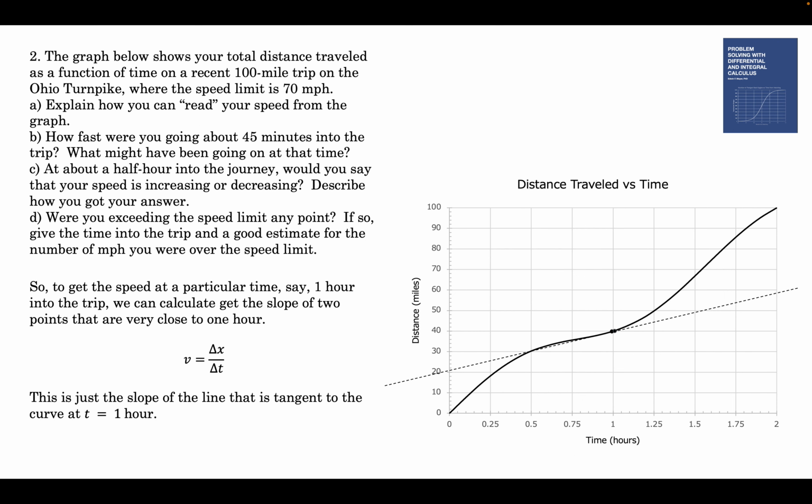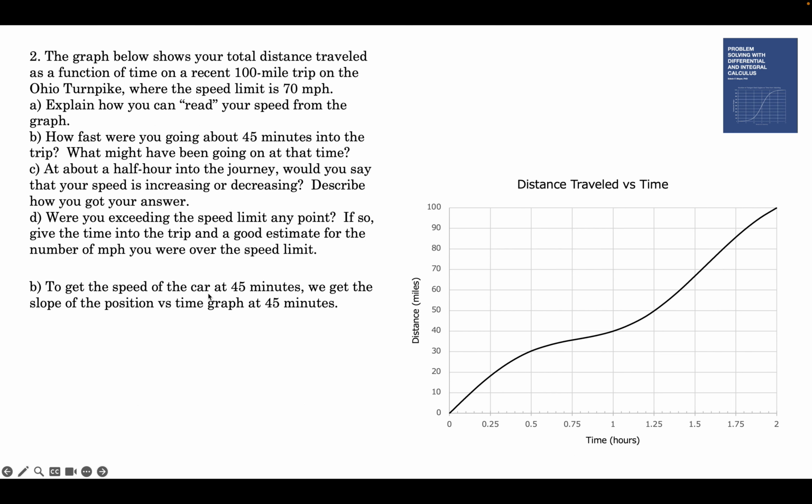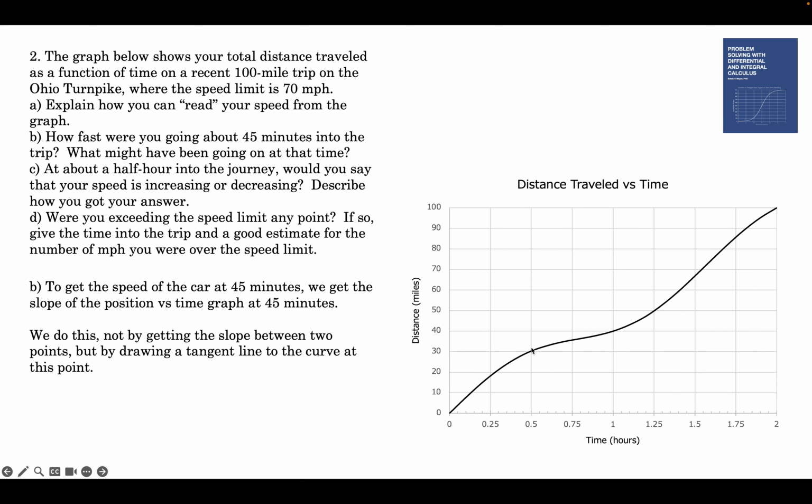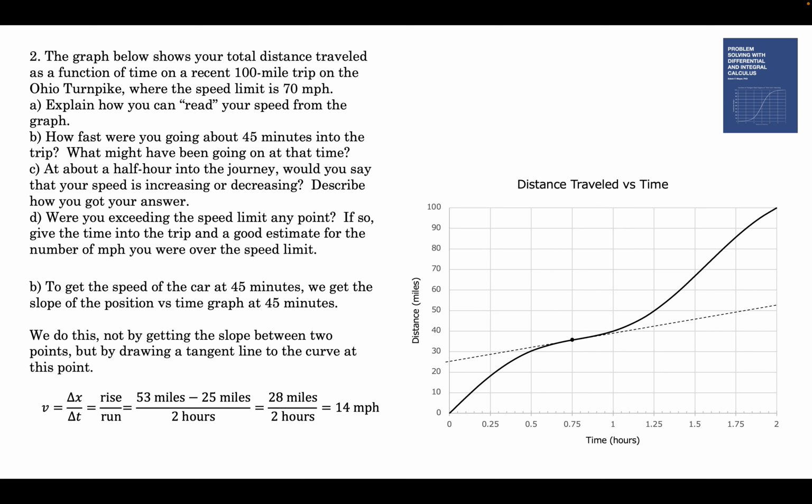And there's a lot of calculus ideas we just talked about. So to get the speed of the car at 45 minutes, we need the slope of the position versus time graph at 45 minutes. So we identify the point right here, 0.75. We need the rise over the run at that point. We draw a tangent line. And what is that, 53, something like that? This looks like 25. That's a rise of 28 miles in 2 hours. The average speed is 14 miles an hour. You probably run into some traffic. There'll probably be some construction going on.